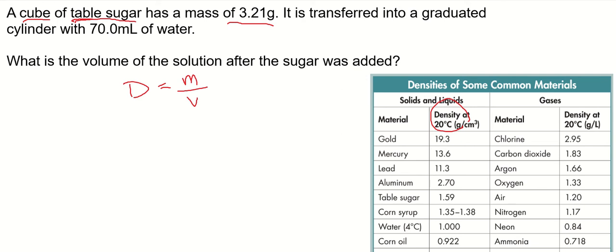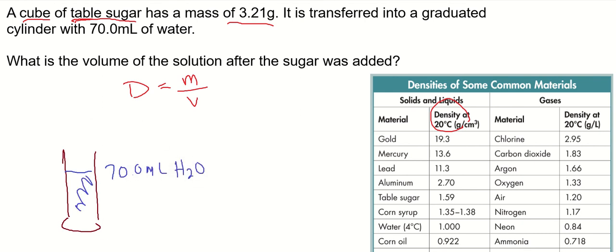It is transferred into a graduated cylinder that already contains, so here is a graduated cylinder, and it already contains 70.0 milliliters of water. So we need to find the volume, because that's how much the volume is going to increase when we add that sugar into the water.